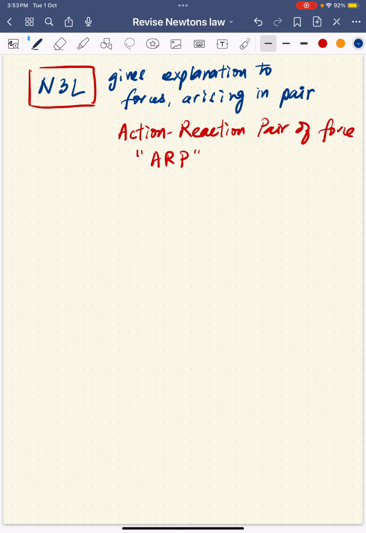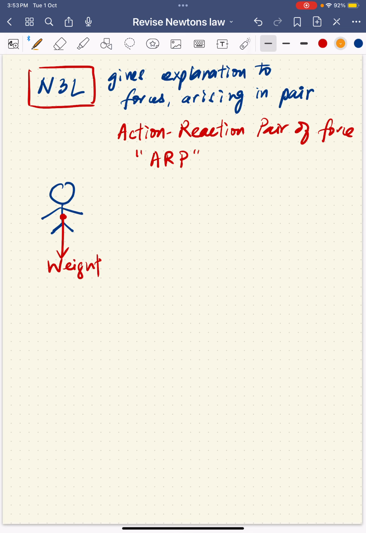Let's use a simple example of a man, maybe a man standing. For the guy standing, we know that there will be a downward weight acting on him, and at the same time he's standing on the floor, so there will also be an upwards normal force acting on him. So do these two forces form an action reaction pair? Let's evaluate this.